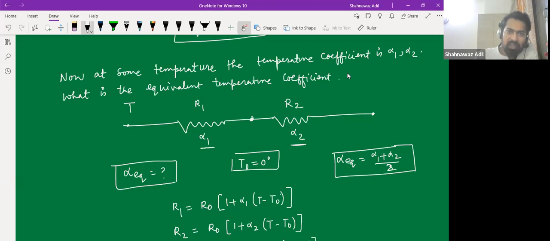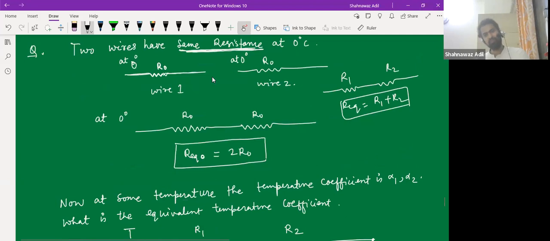Okay, so please note down this part. Please note down.